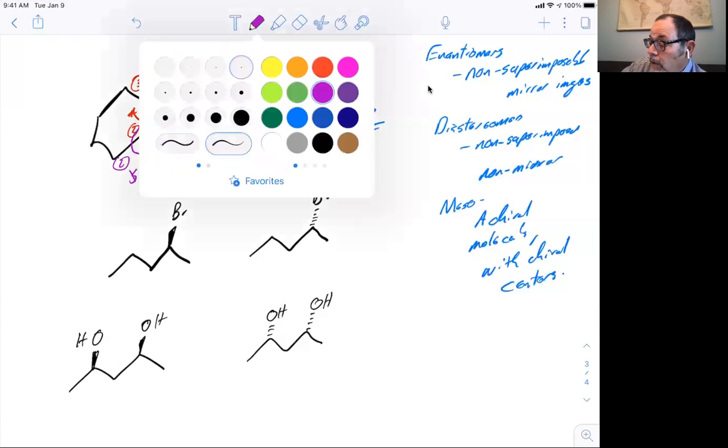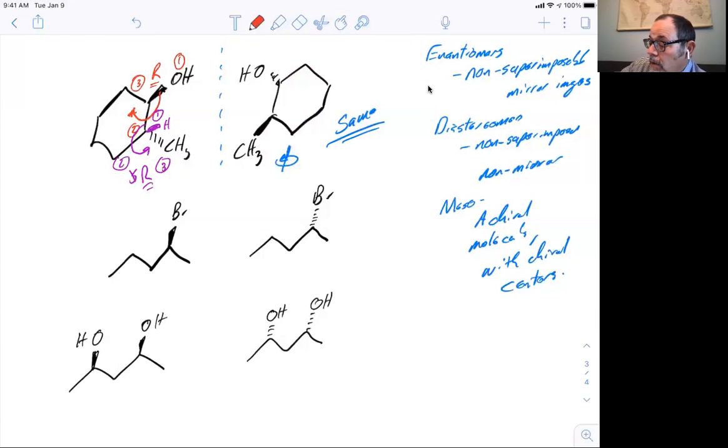If I go over here and do the same thing on this side, I get 1, 2, 3, then this is going in this direction. That's going to give me an S, counterclockwise, but my lowest priority is forward, so it's not S, it is R. Remember, if you're looking at it, the lowest priority is supposed to be away from you. If it's not, then you're just on the wrong side of the perspective, so you can just flip it.